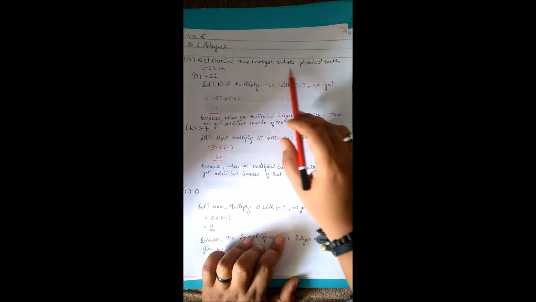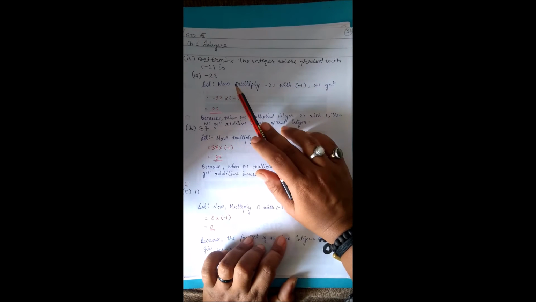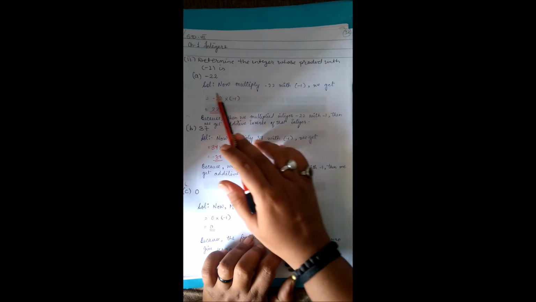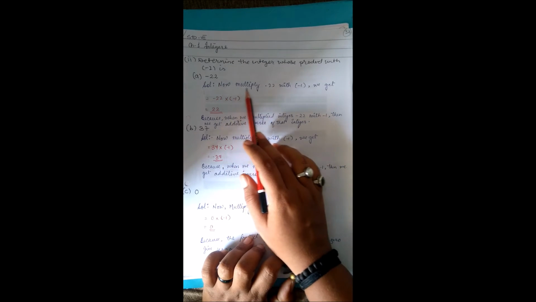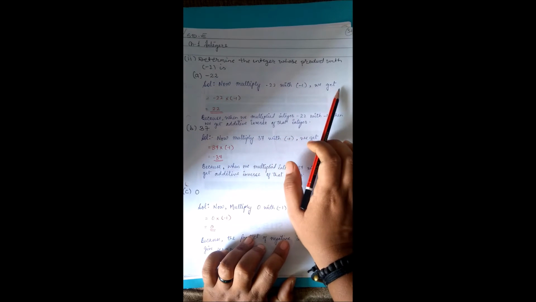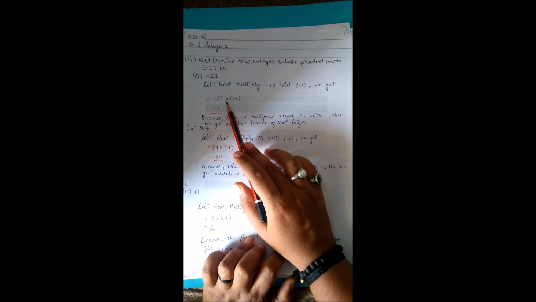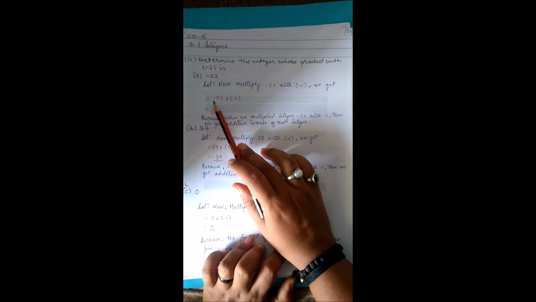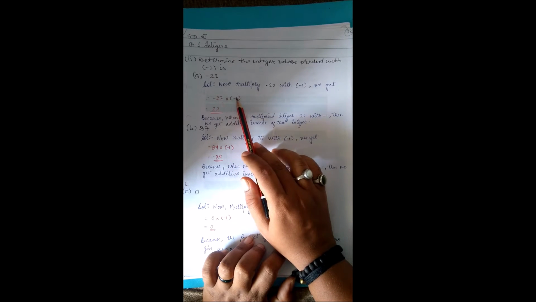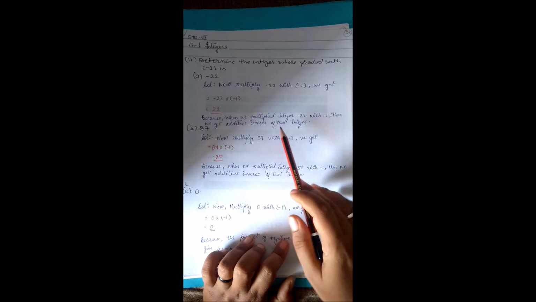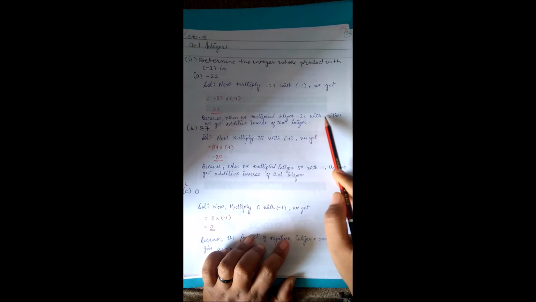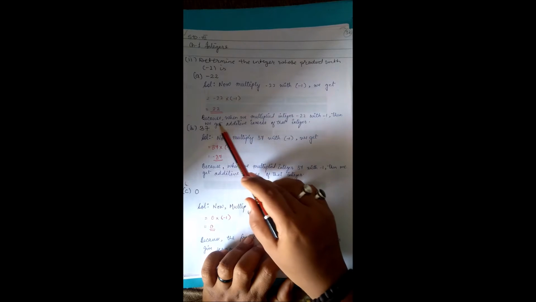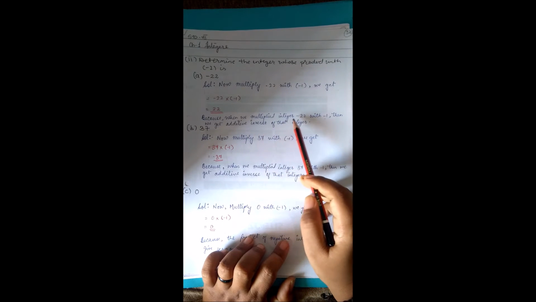Next, determine the integer whose product with minus 1 is minus 22. Now multiply minus 22 with minus 1. We get minus 22 into minus 1. So minus minus plus, 22 into 1 is 22. Because when we multiply integer minus 22 with minus 1, then we get the additive inverse of that integer.